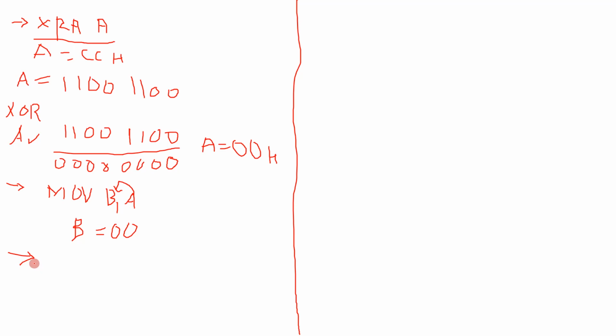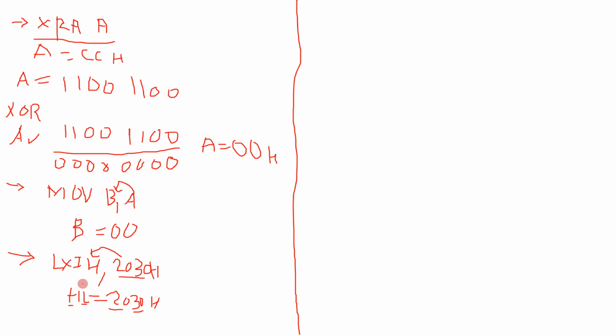The next instruction is LXI H, 2030. This means load 2030 in the HL register pair. So HL will be equal to 2030. 30 is stored in L and 20 is stored in H.